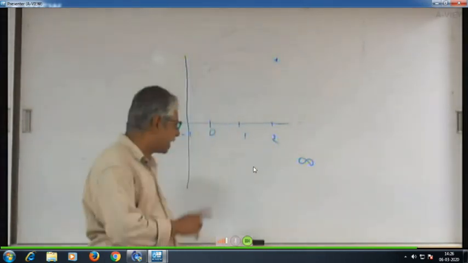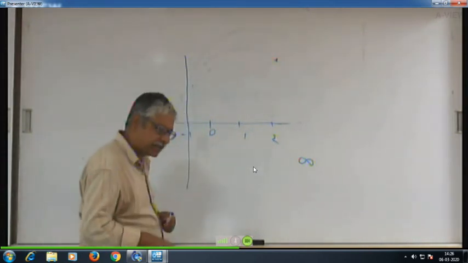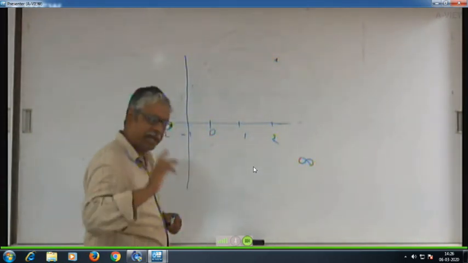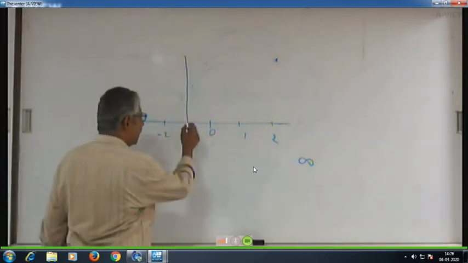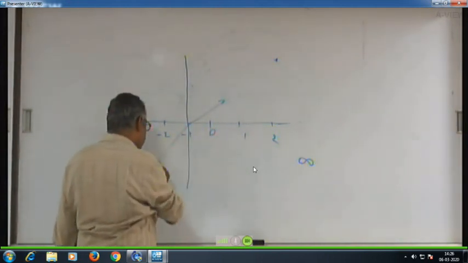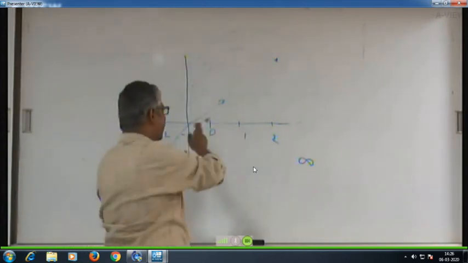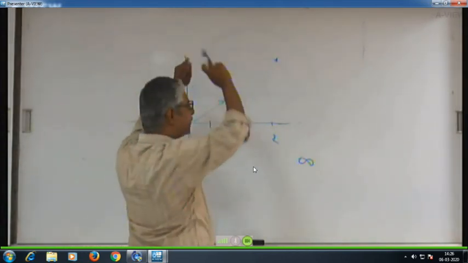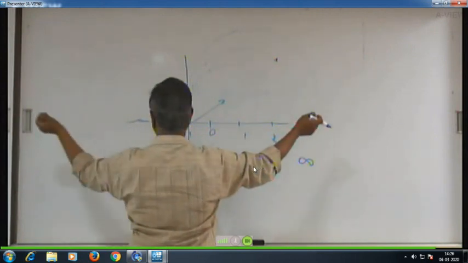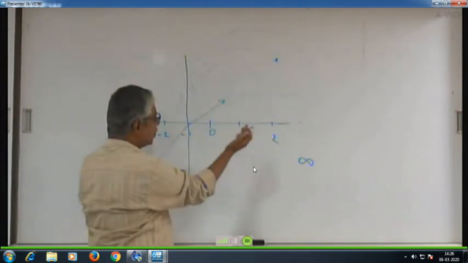What is done is, it takes a bit of maturity to understand this, but I will still make an attempt. This way, if you go, you hit some infinity. This way, if you go, you hit some infinity. I will say both of them are the same infinity. Somehow, I will try to connect both of them together. This infinity, I'll say connect. It's like instead of a plane, you think of a sphere.